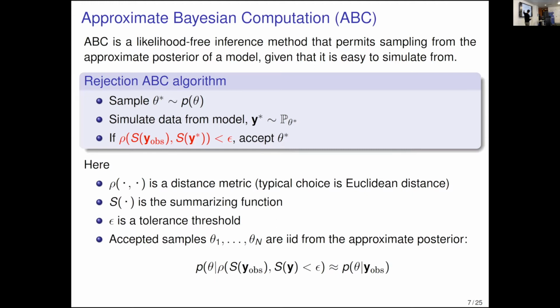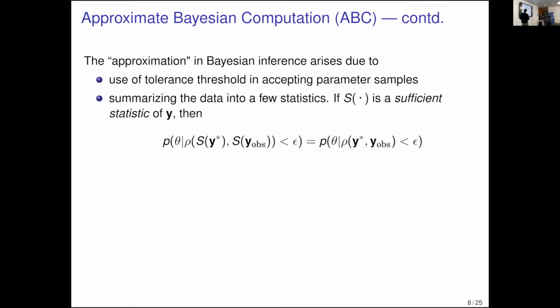So here, rho is the distance between statistics, S is the summarizing function, and epsilon is this tolerance threshold. So if you put epsilon to 0, then you would get back the standard Bayesian posterior, of course, granted that you have sufficient statistics here.